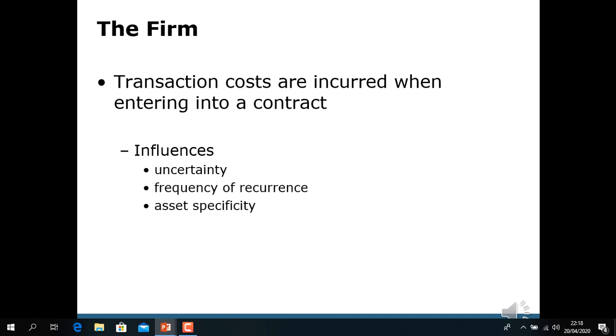For this reason, transaction costs will appear when the contract is carried out, while transaction costs are affected by uncertainty, frequency of recurrence, and asset specificity, in which all three types will determine the size of the transaction cost to be incurred.